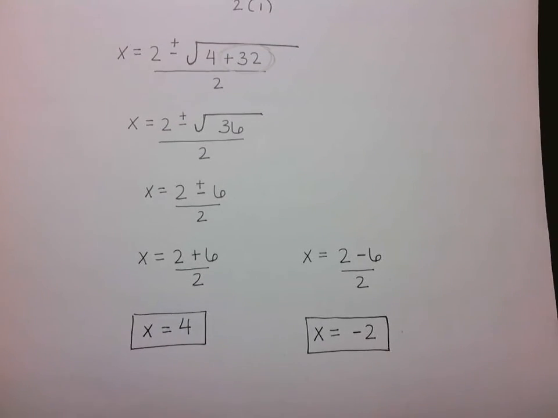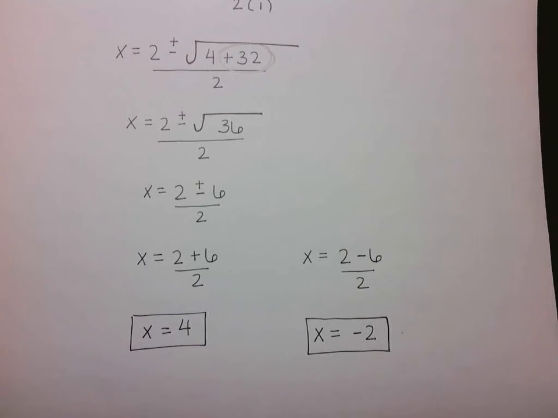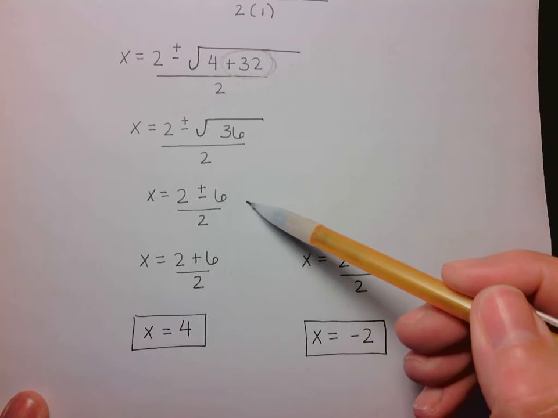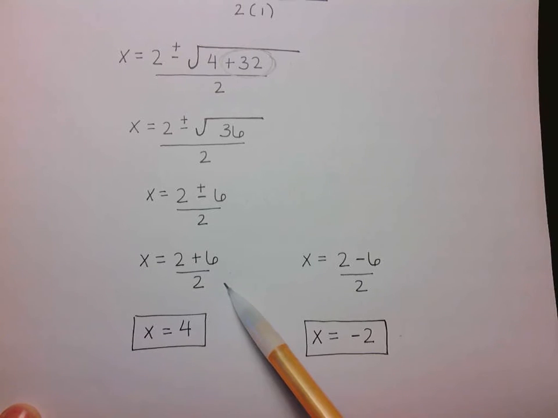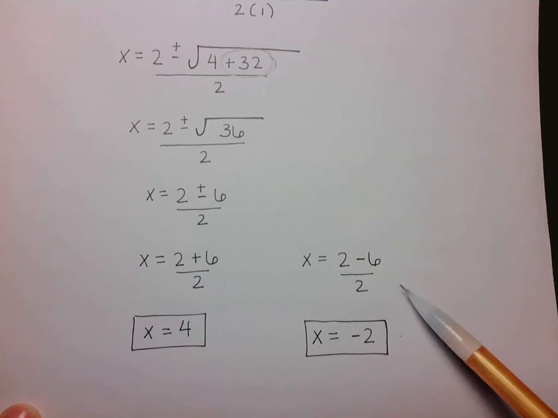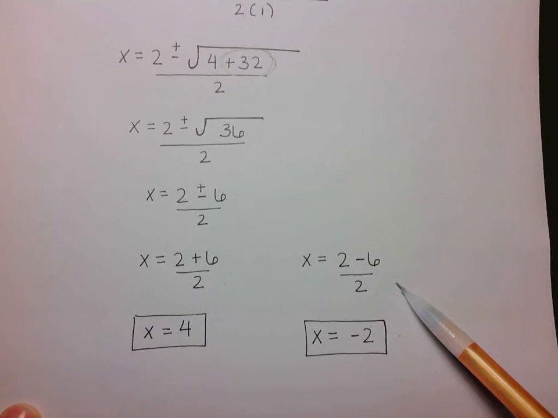Again, work this out with me. The square root of 36 is 6. Now notice here at the end, I have 2 plus or minus 6 divided by 2. That means I need to solve both ways. I need to figure out what is 2 plus 6 divided by 2, and I need to figure out what is 2 minus 6 divided by 2.